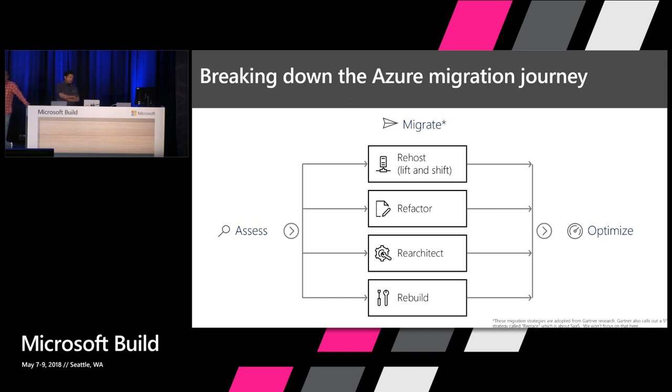If you look at the migration phase, there are 4 approaches that most of these customers are taking. One of them is rehost. Rehost is essentially lift and shift of your applications and the data components as they are to the cloud, with 0 to very minimal application code changes. That is lift and shift.